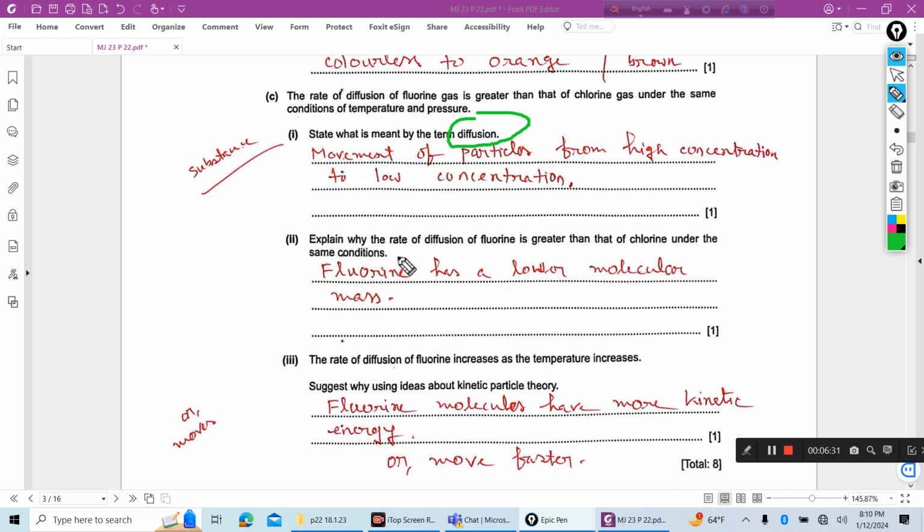2. Explain why the rate of diffusion of fluorine is greater than that of chlorine under the same conditions. You know, the molecular mass of fluorine is less. Lighter gases diffuse faster. The molecules which have lower mass move faster. That's why fluorine has a lower molecular mass. Next, 3. The rate of diffusion of fluorine increases as the temperature increases. Suggest why using ideas about kinetic particle theory. Fluorine molecules have more kinetic energy or move faster. If you increase temperature, molecules move faster.